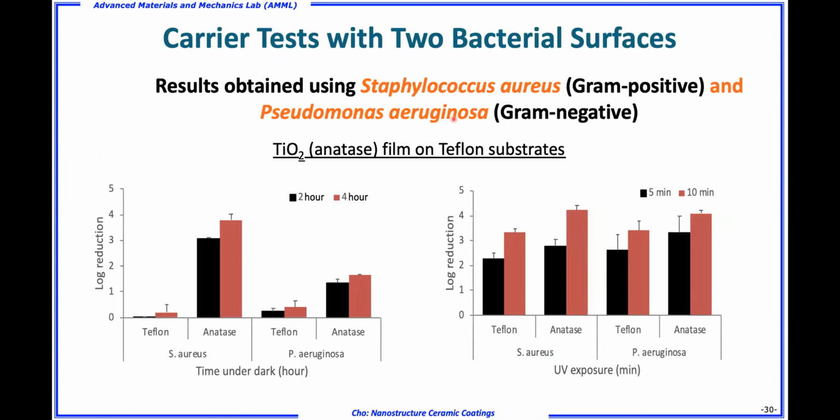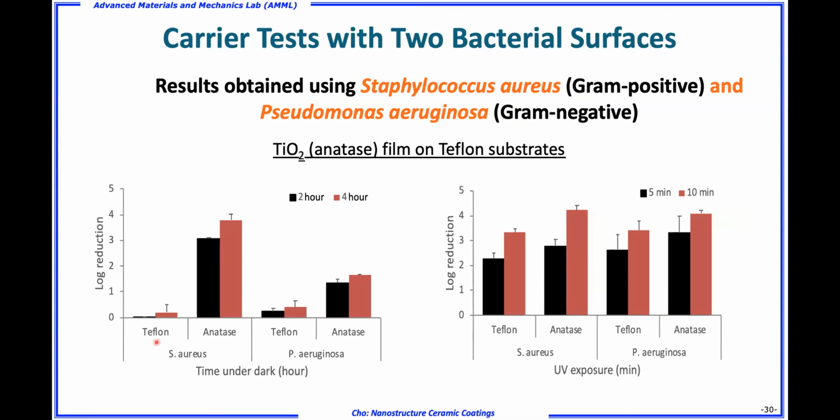And we also tested with a gram positive bacteria. Basically, gram negative is more resistant to antibiotics because it has a two-layer cell membrane, but gram positive has just a single-layer cell membrane. So gram negative bacteria is more difficult to kill with antibiotics. That was also observed in our experiment.